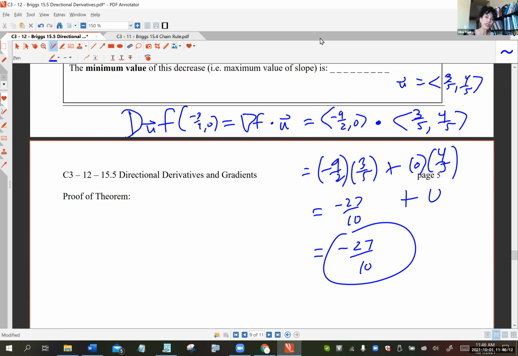So congratulations, you now know what a directional derivative is, as well as a gradient. And you know the way to find a directional derivative using the gradient. Pretty cool, huh? And that concludes today's lecture.